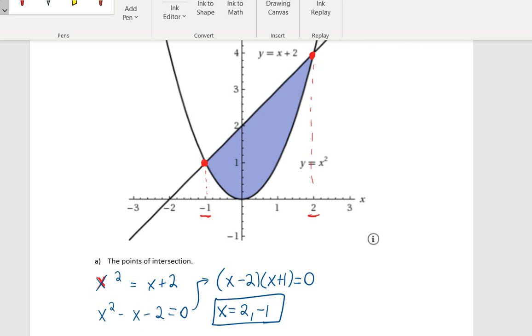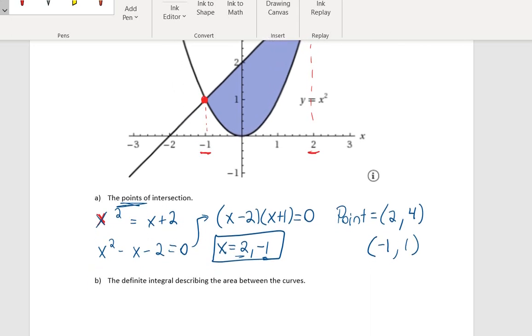Now when you're doing these on your homework, it's not just going to ask for the x values, it's going to actually ask for the points of intersection. So you're going to take these values and plug them into one of your functions. It doesn't matter which, because remember your functions are equal, so you're going to get the same answer either way. So one point is going to be the point 2 comma, and if I plug 2 into this one, I'm going to have 2 plus 2, so that gives me 4. For the other one, if I plug -1 in, I'm going to have the point -1, 1, which matches up with my drawing up here.